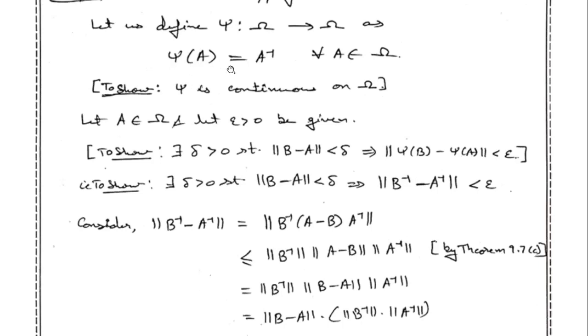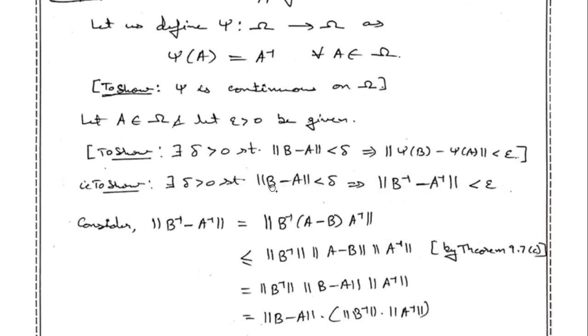What is the mapping psi A? Psi A gives A inverse. So let us rewrite what we have to show. The conclusion part of this implicative statement: psi B means B inverse, psi A means A inverse. So that is what we have to prove, that if norm of B minus A is less than some number, if we are able to get that number, then corresponding to any epsilon greater than 0, we should be able to get that norm of B inverse minus A inverse is less than epsilon.